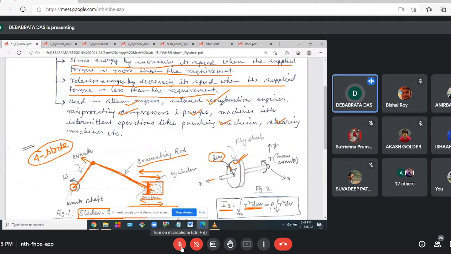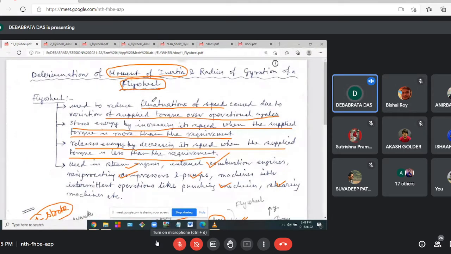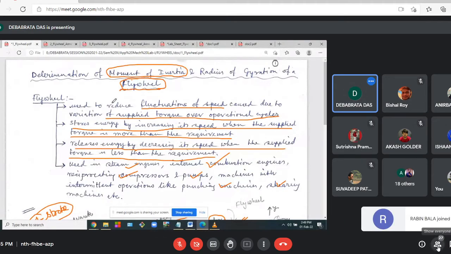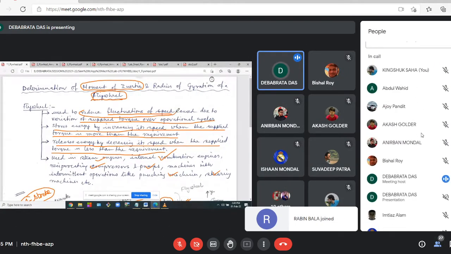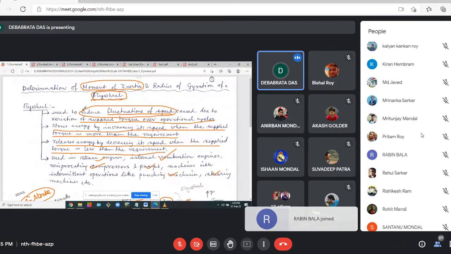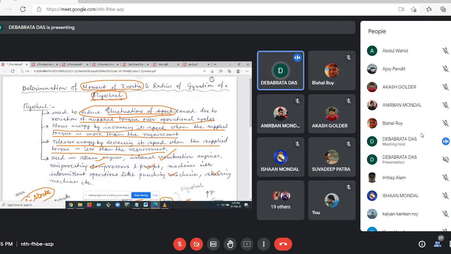So a flywheel is a device which reduces the fluctuation of speed. The fluctuation cannot be omitted or nullified, but it reduces the fluctuation of speed.